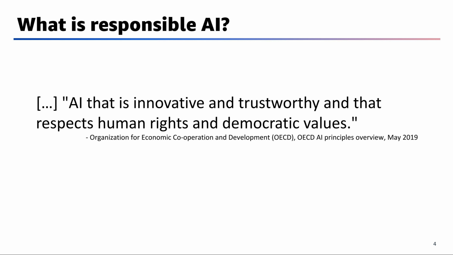Responsible artificial intelligence development includes creating tools that respect fairness, security measures, and privacy measures. Responsible AI also considers explainability, robustness, and transparency of AI systems. Quoted from the Organization for Economic Cooperation and Development in May 2019: AI that is innovative and trustworthy, and that respects human rights and democratic values.